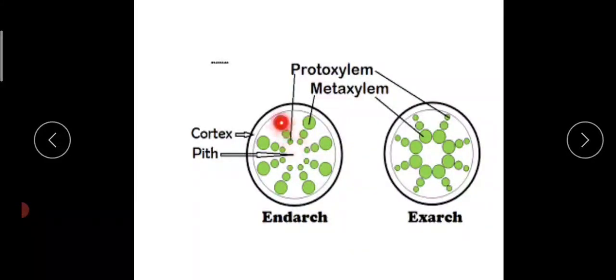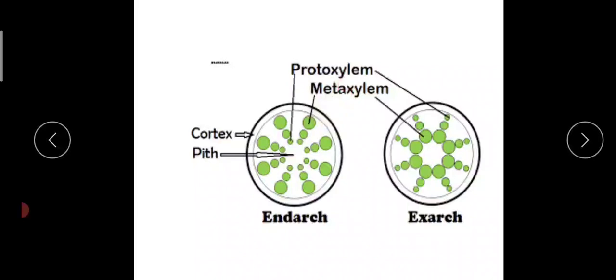xylem grows, and growth is centrifugal because later formed xylem is towards the periphery. So first formed xylem, that is protoxylem, is in the center, and later formed xylem, which is the metaxylem, is towards the periphery. So we can say that the xylem growth is centrifugal, isn't it? Or in other words, we can say that protoxylem is towards the center. In both ways it is correct.